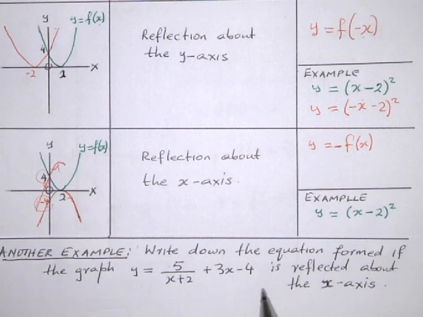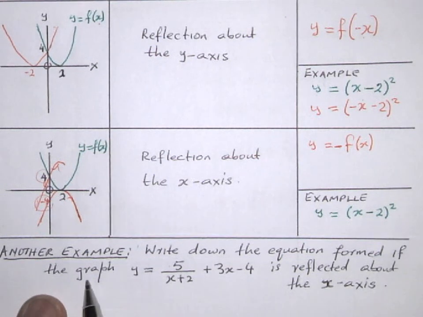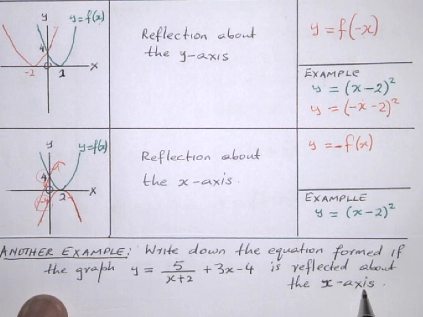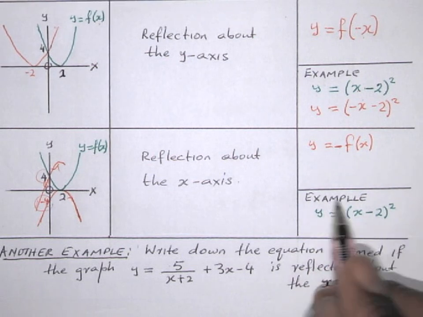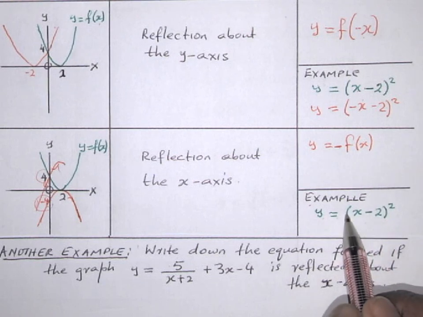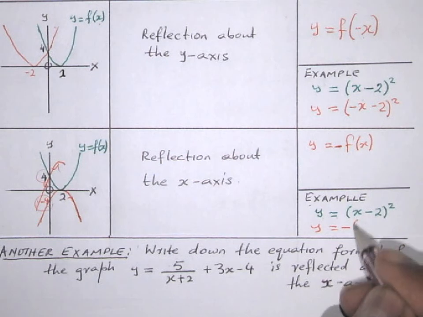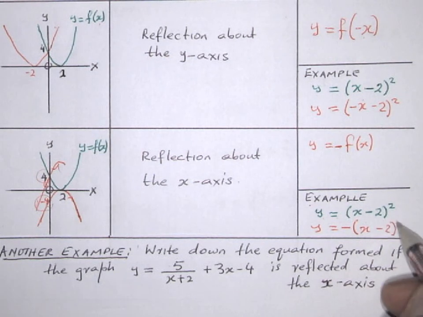Okay, now let's look at the equation here. Write down the equation formed if this graph is reflected about the x-axis. Also, let's look at that example here: y is equal to this thing here. So reflecting about the x-axis, just change the sign in front. So this is y is equal to minus (x minus 2) squared.